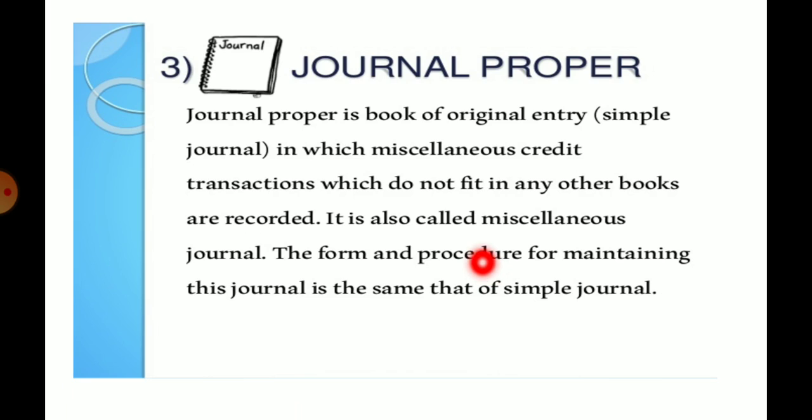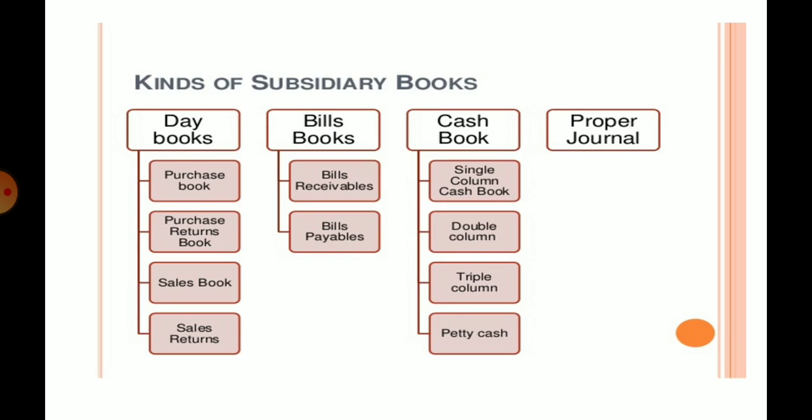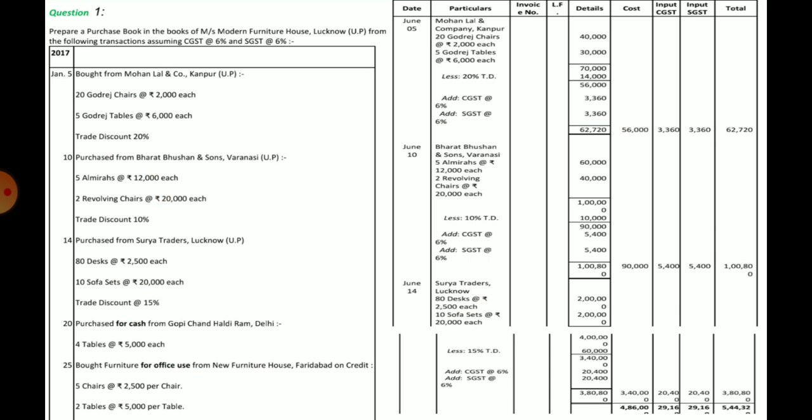Journal proper. Whatever transaction is left to be entered will be entered in the journal proper. So journal proper is a book of original entry, a simple journal, in which miscellaneous transactions which do not fit any of the other books are recorded. It is also called the miscellaneous journal. The form and procedure of maintaining it is the same as a simple journal. The kinds of subsidiary books are in this figure, as we discussed.